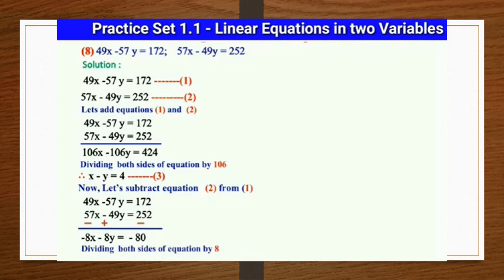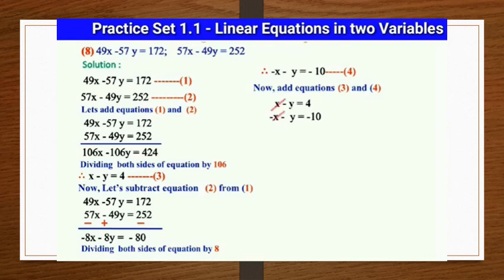Now if you see, 8 is common in all above three terms. So let us divide both the sides of the above equation by 8. We get minus x minus y is equal to minus 10. Let's number this as equation number 4. Now add equations 3 and 4. x minus y is equal to 4. Minus x minus y is equal to minus 10.